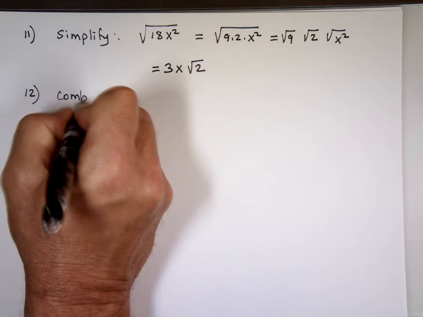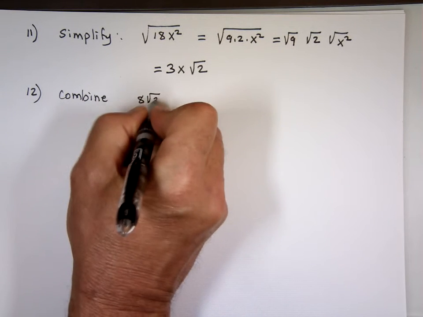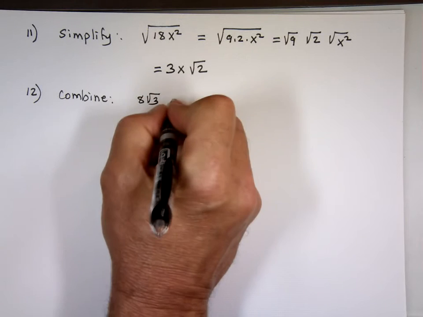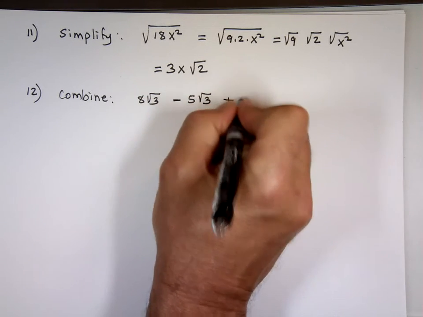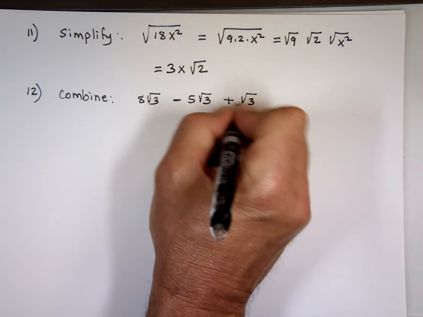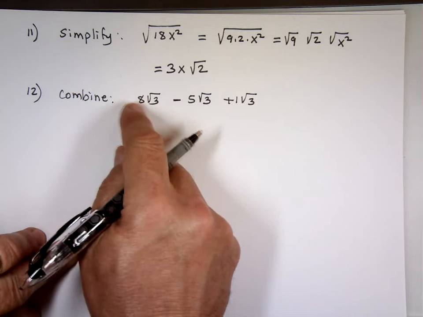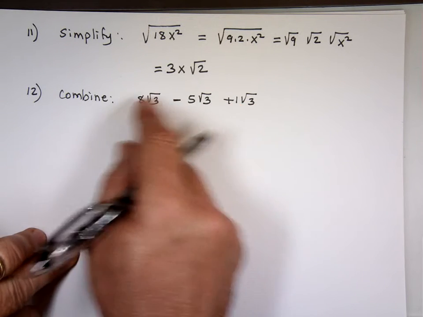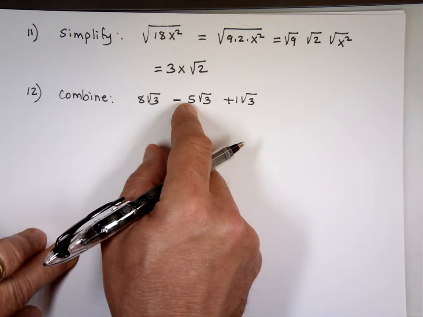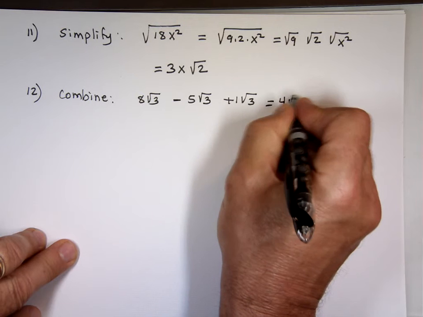Combine. 8 the square root of 3, minus 5 the square root of 3, plus the square root of 3. Notice there's no number. That means there's a 1 here. Since these are the same, we just take the 8 minus the 5 plus the 1. What's 8 minus 5? Is a 3 plus 1, that's 4. And don't forget the square root of 3. That doesn't go away.